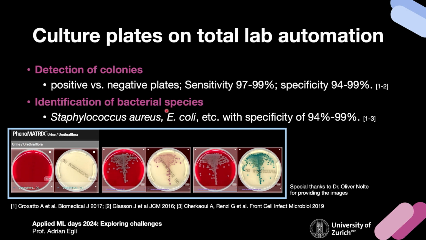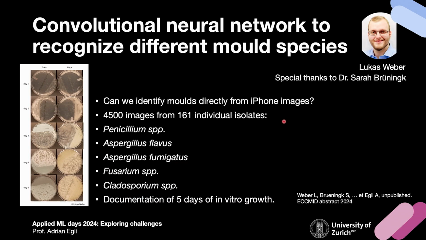So that works well. What is also working very well is the identification. So based on these features I told you, like certain characteristics, the color, the growth pattern, etc., you can even allocate and say these are certain bacterial species. Now, I was very interested to apply this technology also to fungi. And this is where Lucas comes into place.